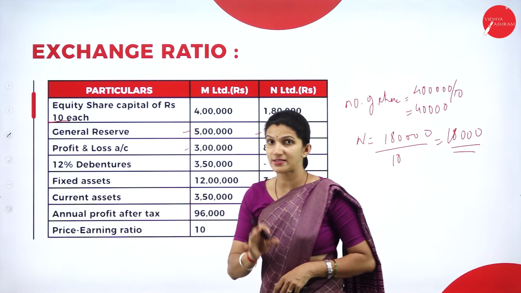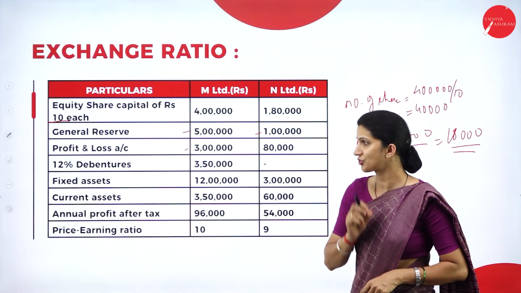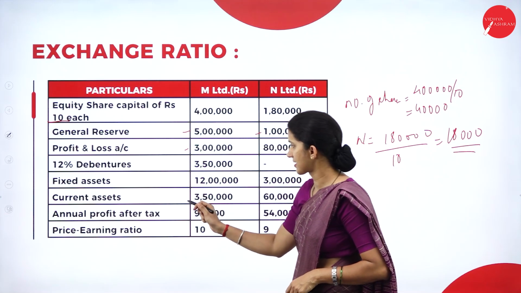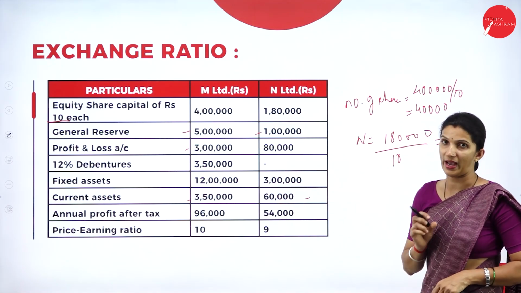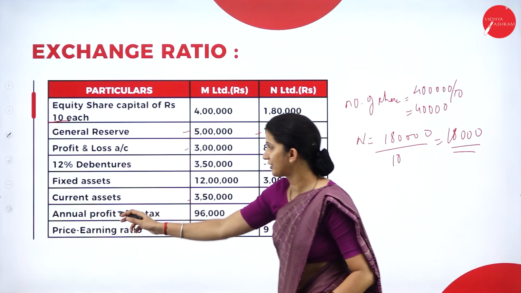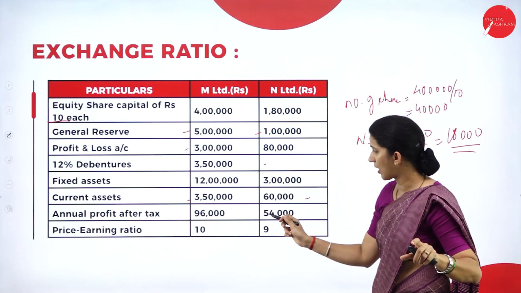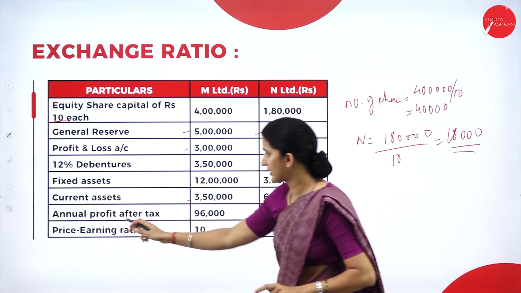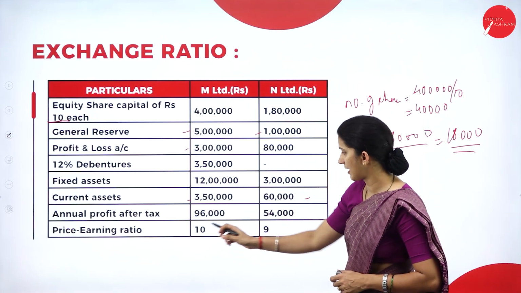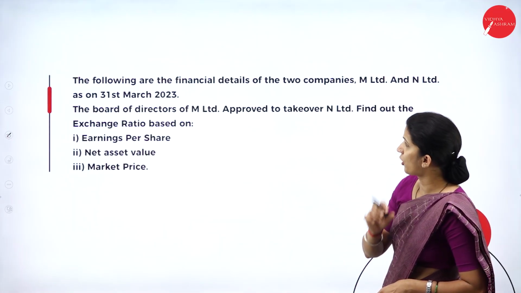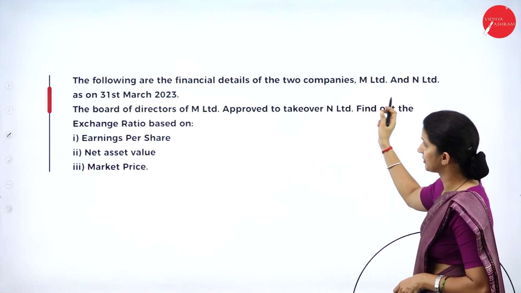Then we have fixed assets for M Limited 12 lakh and for N Limited it is 3 lakh. Then the current assets we have 3,50,000 and 60,000 for N Limited. Then we have annual profit after tax, that is your PAT, 96,000 and 54,000. Then we have price earning ratio, PE ratio, that is 10 and 9. So the following are the financial details of the two companies M Limited and N Limited.